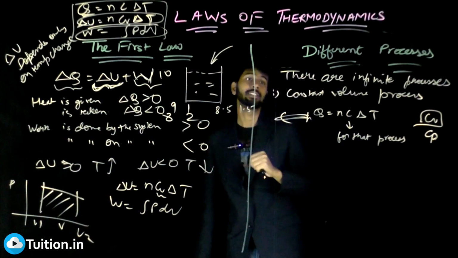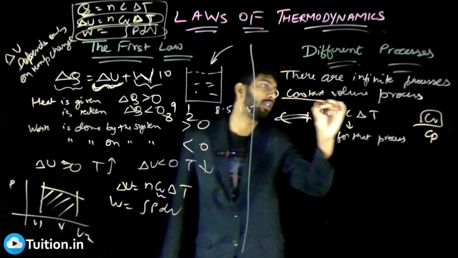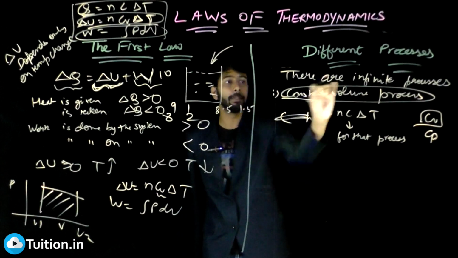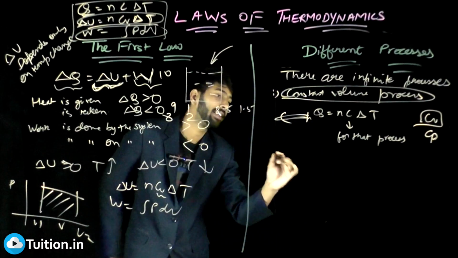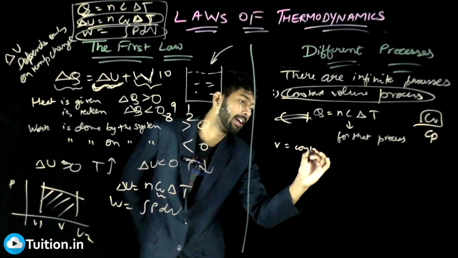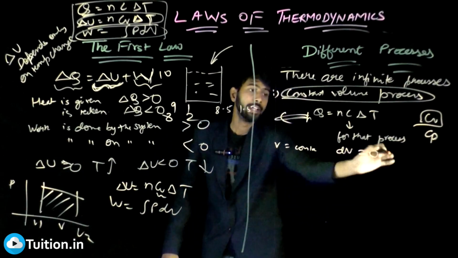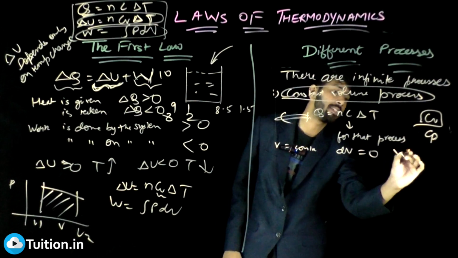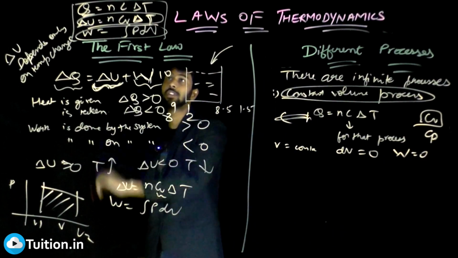Coming to different processes, what is a constant volume process? A process where everything can happen but your volume cannot change, right? So there V is constant, so ΔV equals 0. If ΔV is equal to 0, then PΔV will be 0. So work done for a constant volume process is 0, right? Work done for a constant volume process is 0.